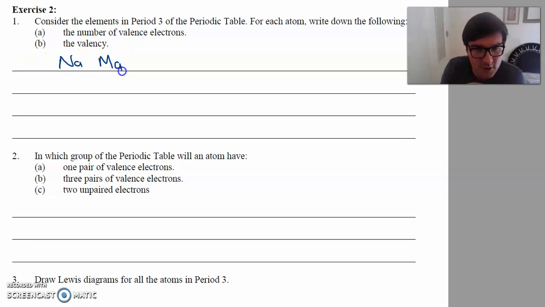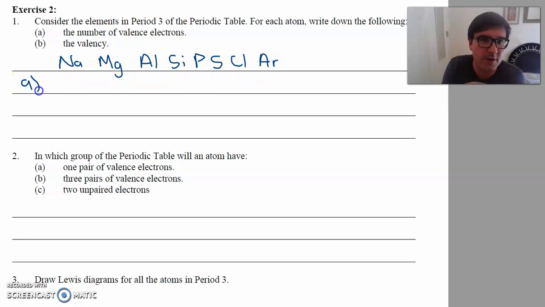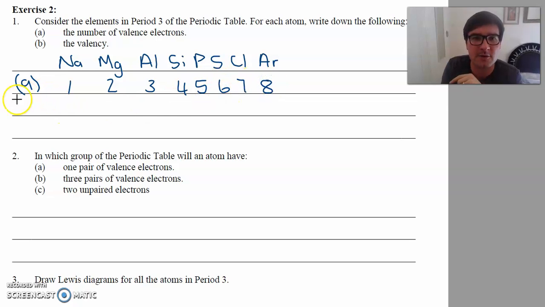So we've got sodium, then we've got magnesium. It goes over to aluminium. Then we've got silicon, phosphorus, sulfur, chlorine and argon. So those are our elements we have. So the number of valence electrons, remember, it's 1 for sodium, it's 2 for magnesium. Then we jump to group 13, where we will have 3, 4, 5, 6, 7, 8 valence electrons.